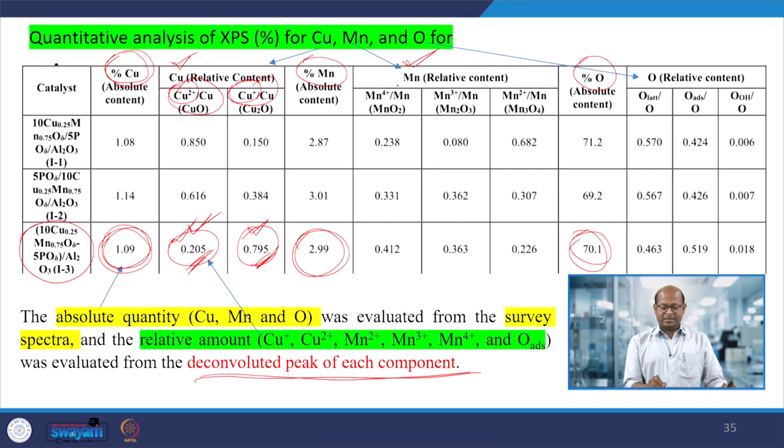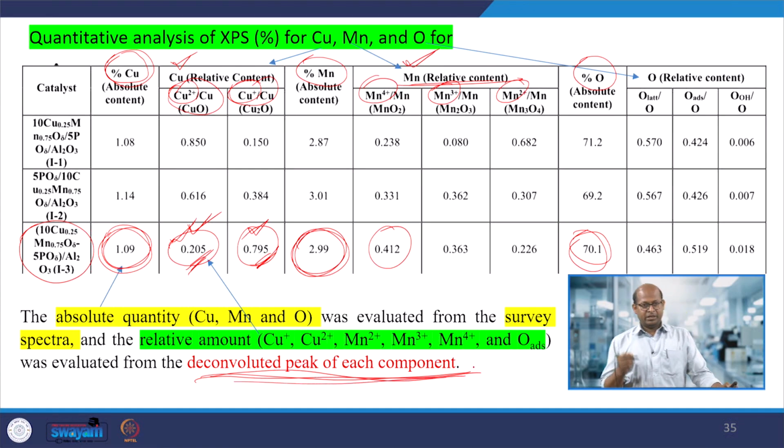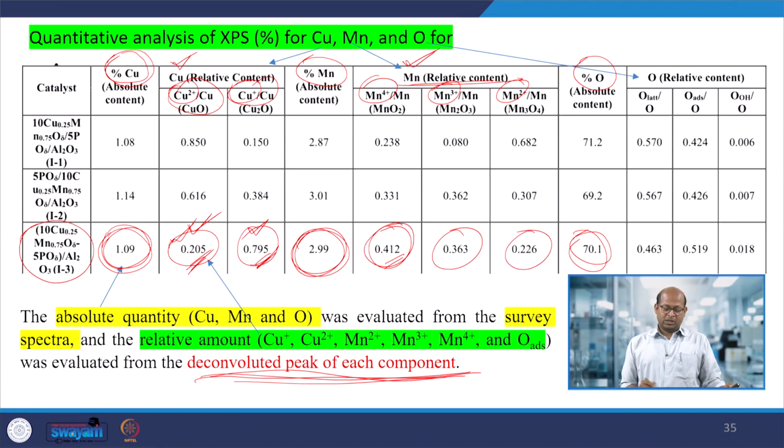Similarly, for manganese, the relative quantity of the individual metal ions is present in that sample. I said that in this material three different manganese ions are present: manganese plus 4, plus 3 and plus 2. The absolute quantity of manganese is 2.998%. After that, with the help of the area under the deconvoluted peaks, we get manganese plus 4 oxidation state at 41%, manganese plus 3 at 36%, and manganese plus 2 at 22%. So these are the individual metal ions present in that sample: 41%, 36%, 22%. In this way we can identify and quantify the relative quantity of different metal ions present in a specific sample, whatever the material, whether manganese or copper.